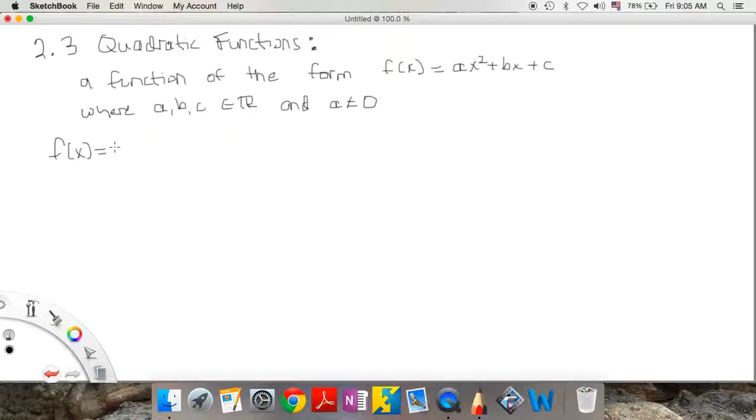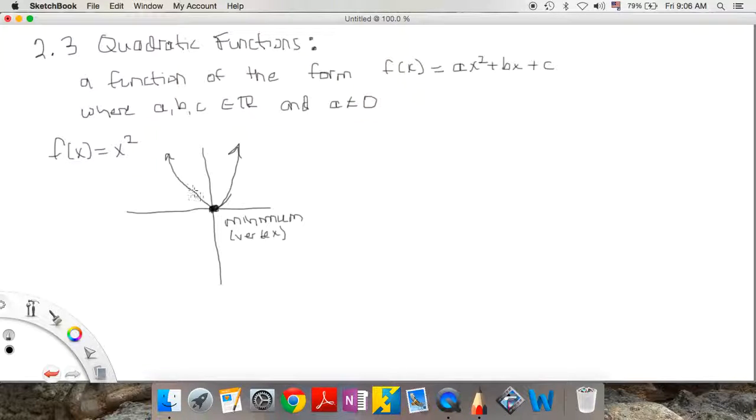The most basic is just when a is 1 and b and c are 0. So it looks just like this. It's kind of like a U. This point on the bottom of the bowl is a minimum. A quadratic function always has a minimum or a maximum. In this case, it has a minimum, and this is also called the vertex. It's the point where it changes direction.